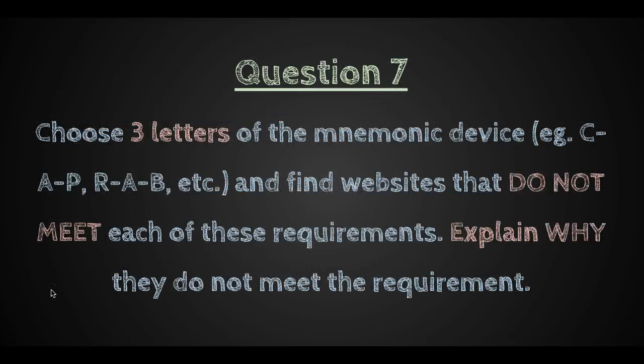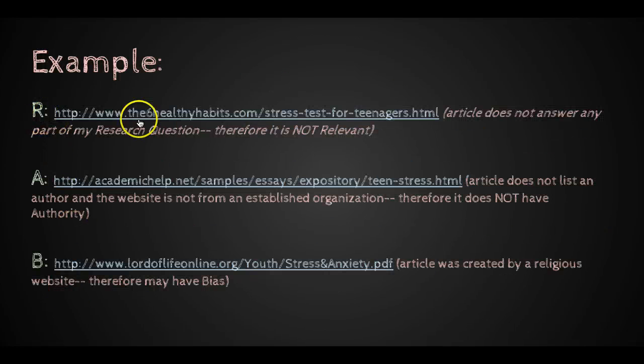Question 7. Choose 3 letters of the mnemonic device. Could be 3 different letters, so CAP, RAB, and find websites that do not meet each of these requirements. Explain why they do not meet the requirement. So this time choose 3 letters again and find websites that don't meet the requirements, and then explain why they don't meet the requirements.